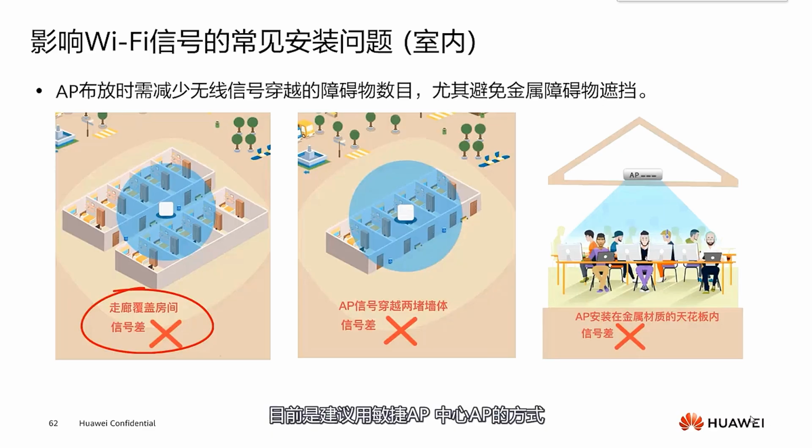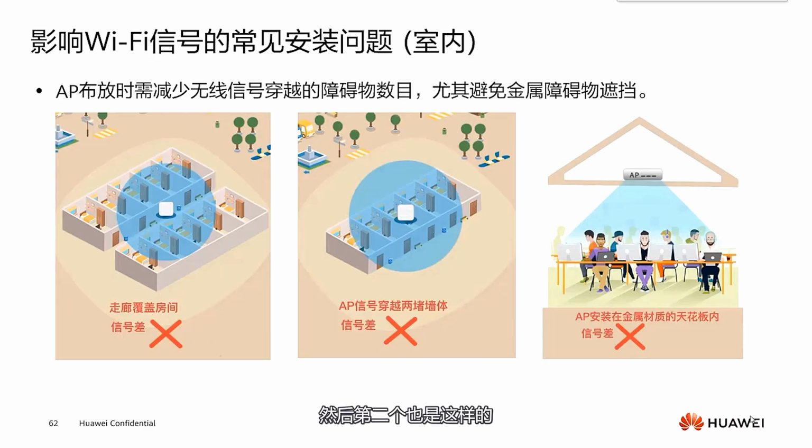Currently, the use of agile APs is recommended, using a central AP method with RRU to cover the rooms. The second scenario is the same. AP signals passing through 2 walls is not recommended. Okay, the third scenario is installing APs into suspended ceilings. Everyone can take a look.